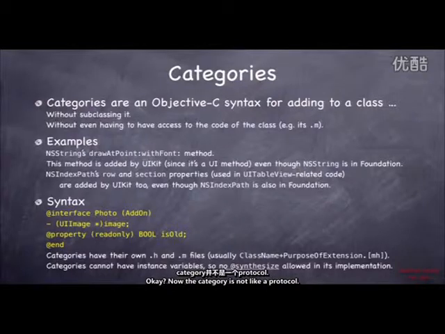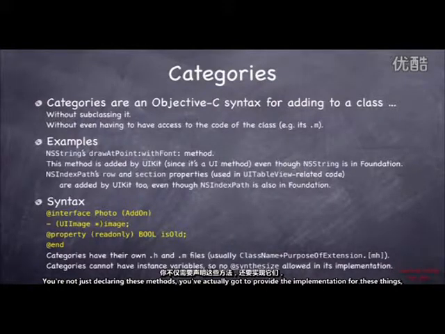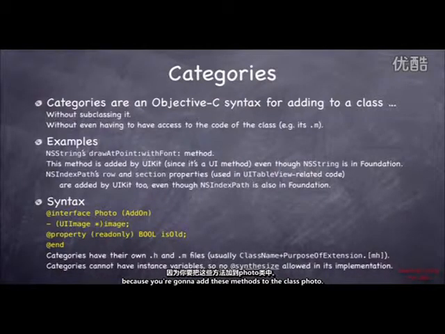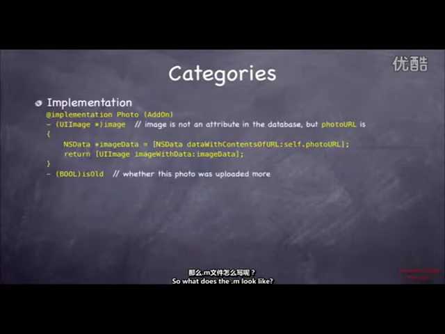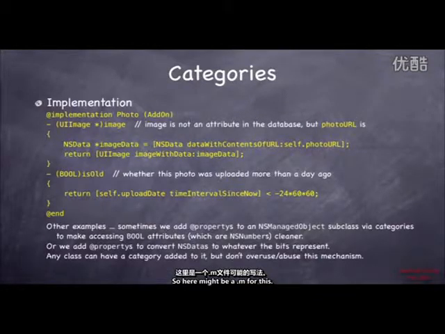Okay, now the category is not like a protocol. You're not just declaring these methods. You've actually got to provide the implementation for these things because you're going to add these methods to the class Photo. So what does the .m look like? So here might be a .m for this. So I'm adding this to the Photo class. So I'm going to add these two methods.